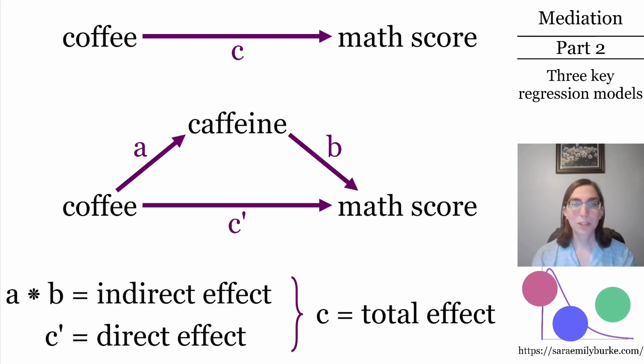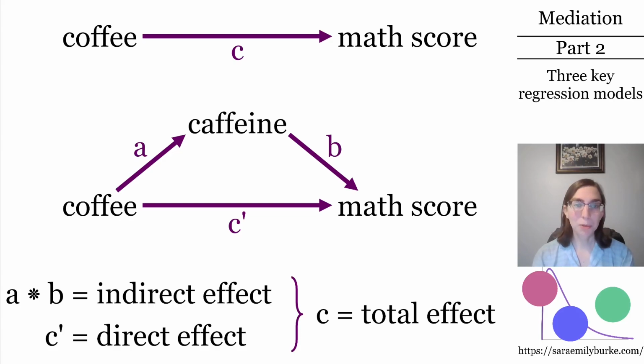Why? Let's think about randomness for a second. If the predictor X causes changes in the mediator M, but this does not happen with perfect precision, then there will be some variability in the mediator M that is due to X, and some variability in the mediator that is not due to X, that is random. In my example, there will be random variability in people's level of caffeine. And if the mediator M causes changes in the outcome Y, but this does not happen with perfect precision, then there will be some variability in the outcome that is due to M and some that is not due to M. Math test scores will have some random variability unrelated to caffeine.